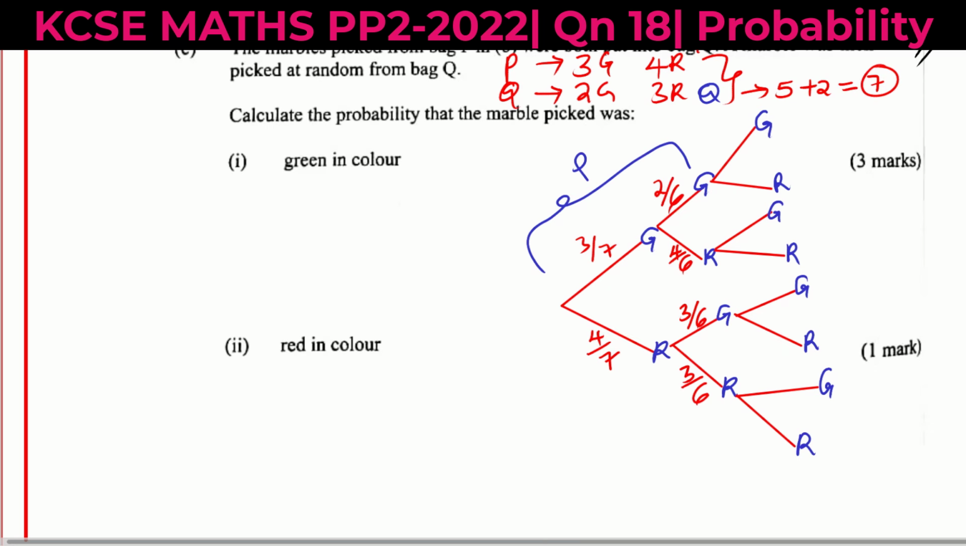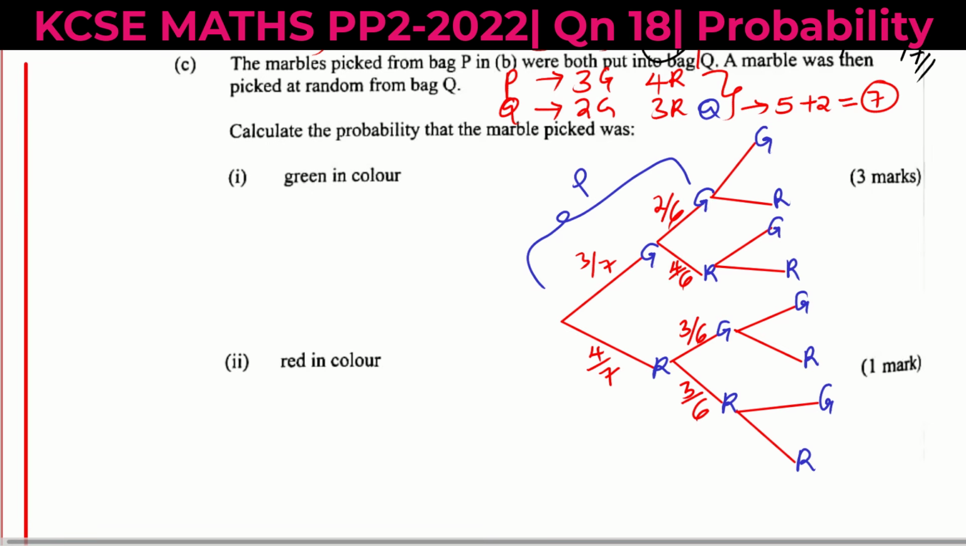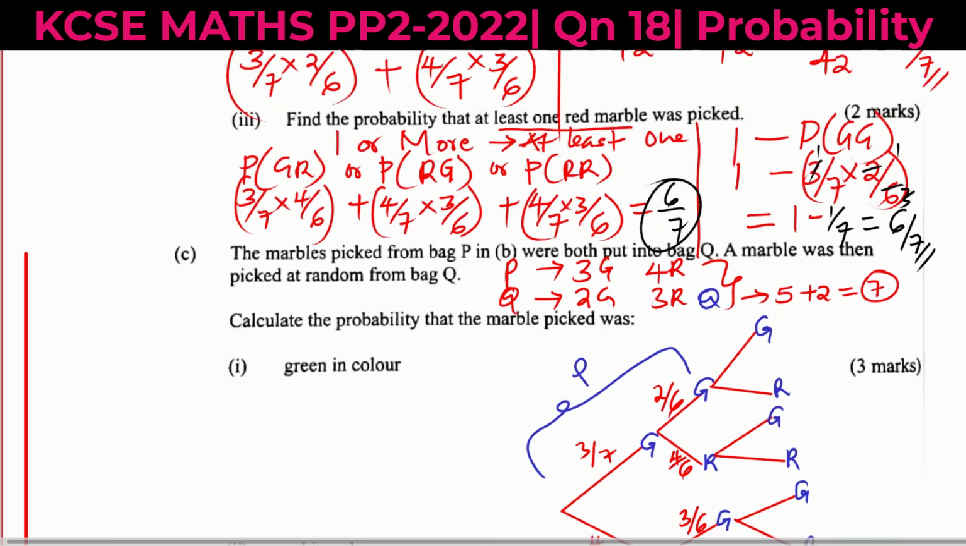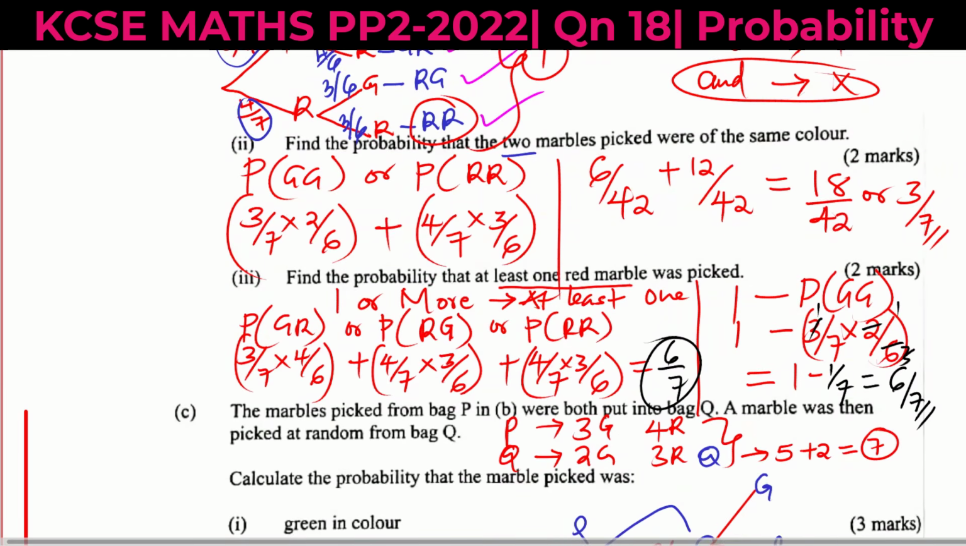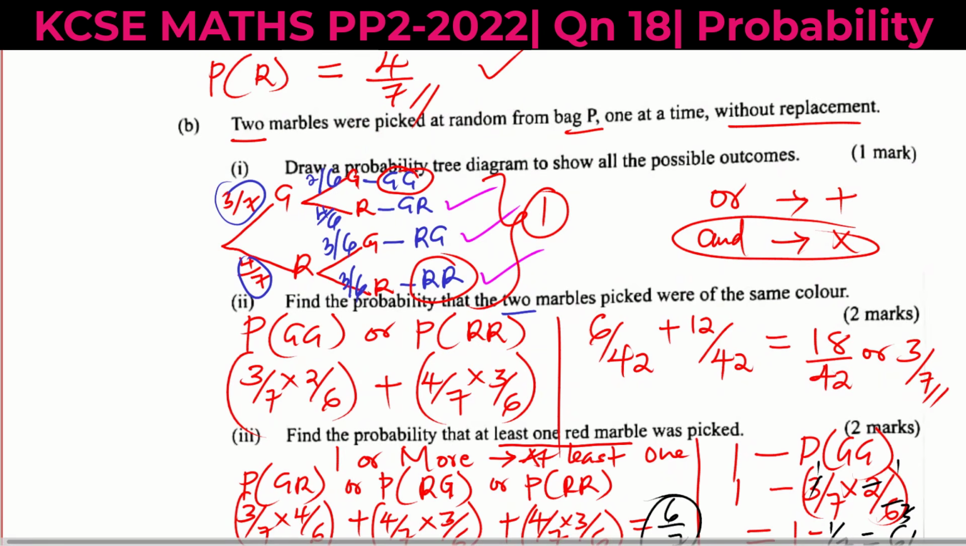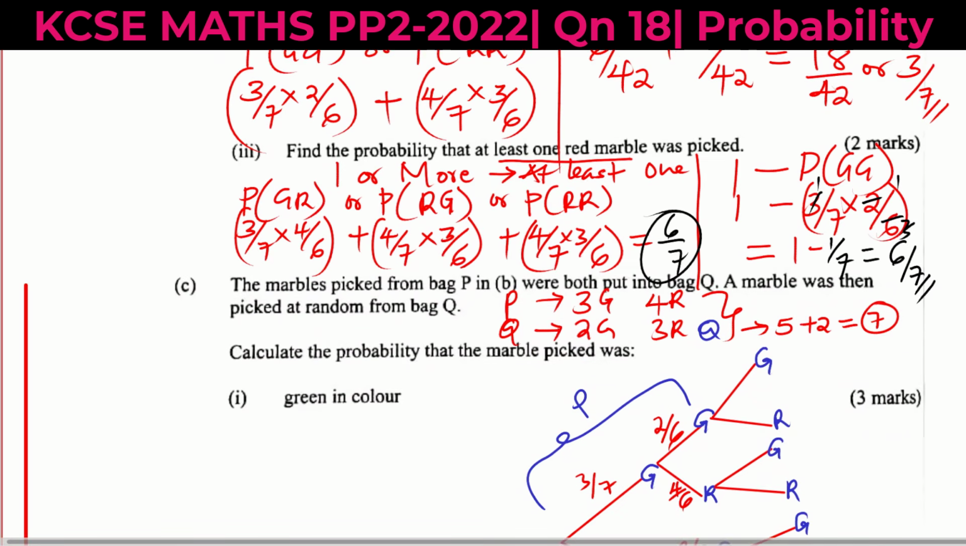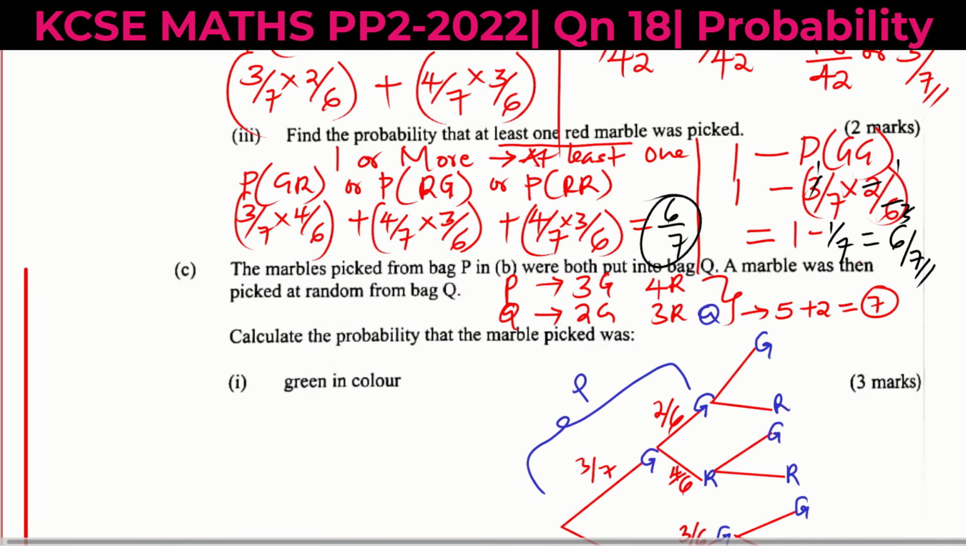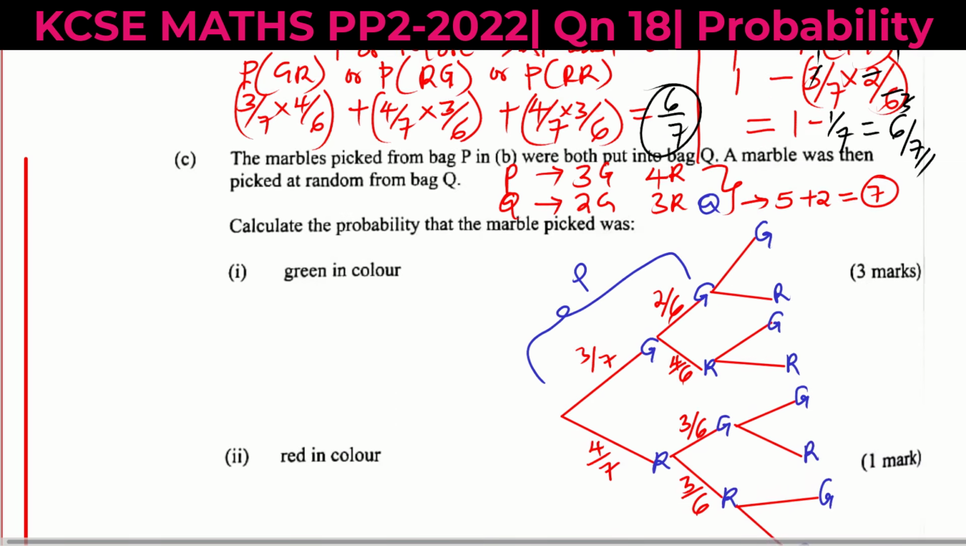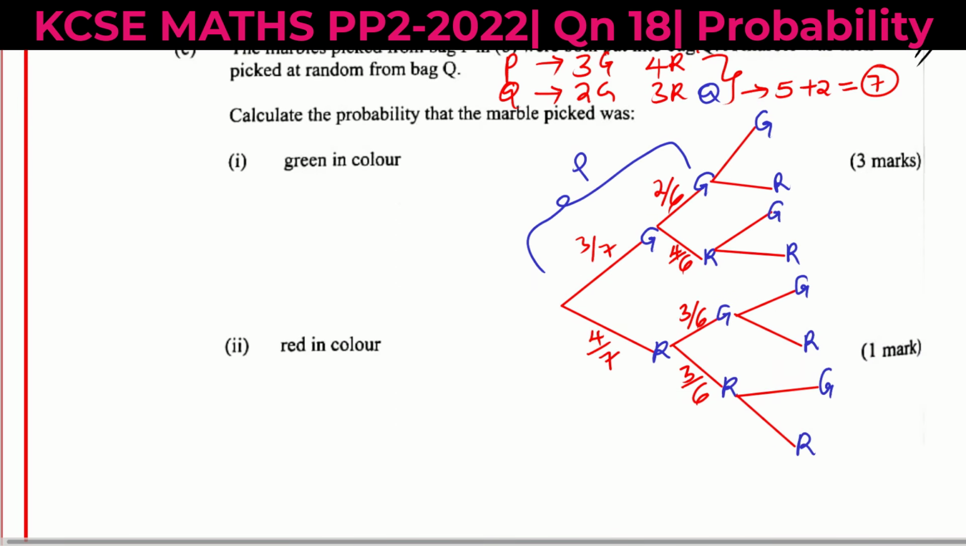Now remember, in this question, there's no condition like in the previous part, where we were supposed to work it without replacement. This one, the total will not change because the statement is very clear. A marble was then picked at random from bag Q. There's no condition like without replacement, so the total will not change in this case. So that is the tree diagram that will help you to work this out.